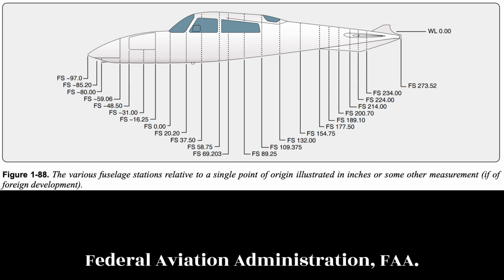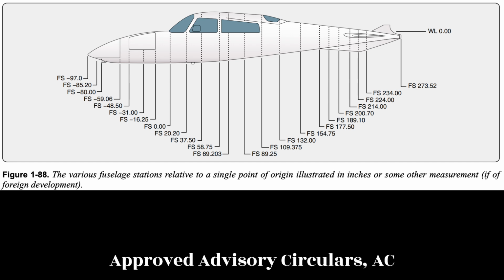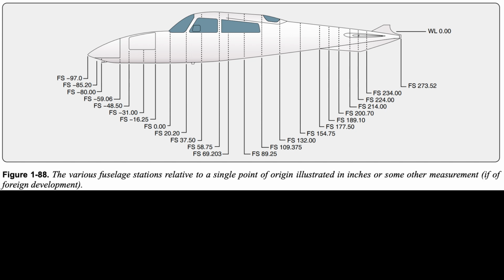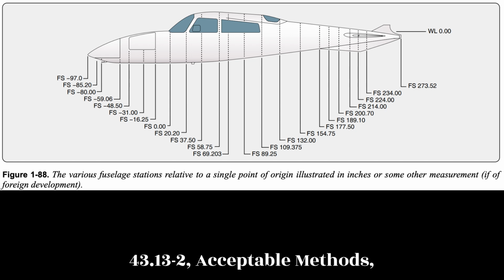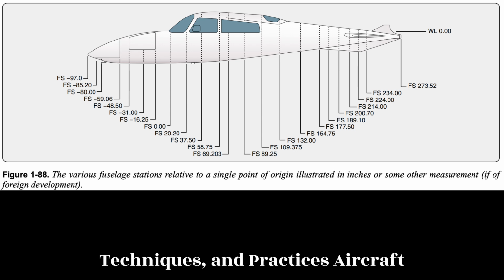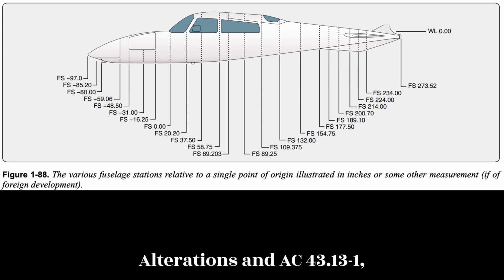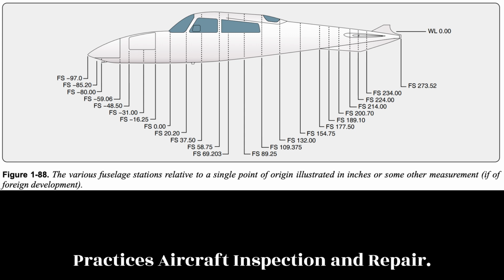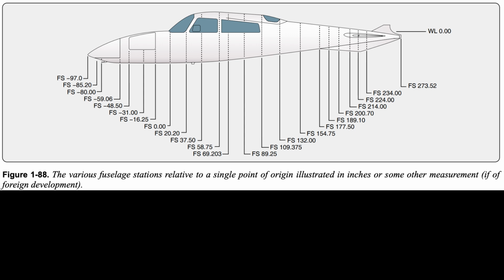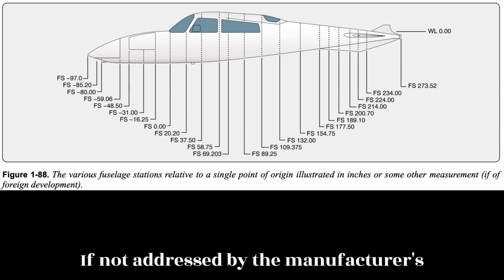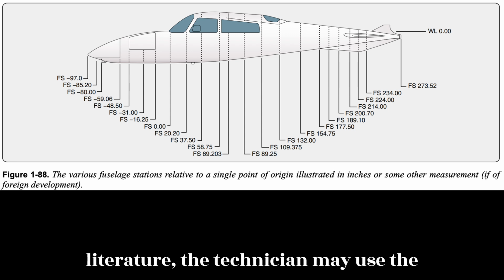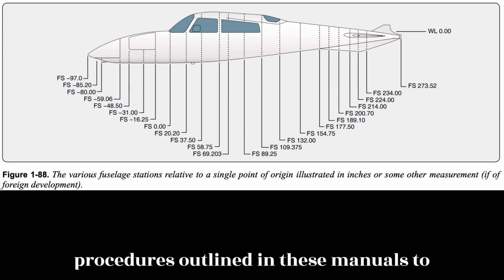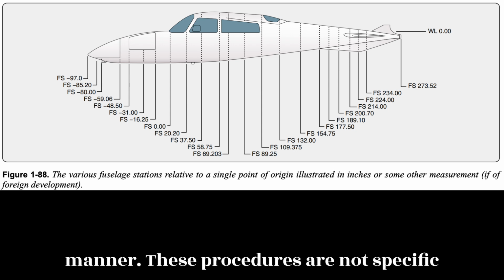These are found in the Federal Aviation Administration, FAA, approved Advisory Circulars, AC 43.13-2, Acceptable Methods, Techniques, and Practices, Aircraft Alterations, and AC 43.13-1, Acceptable Methods, Techniques, and Practices, Aircraft Inspection and Repair. If not addressed by the manufacturer's literature, the technician may use the procedures outlined in these manuals to complete the work in an acceptable manner.